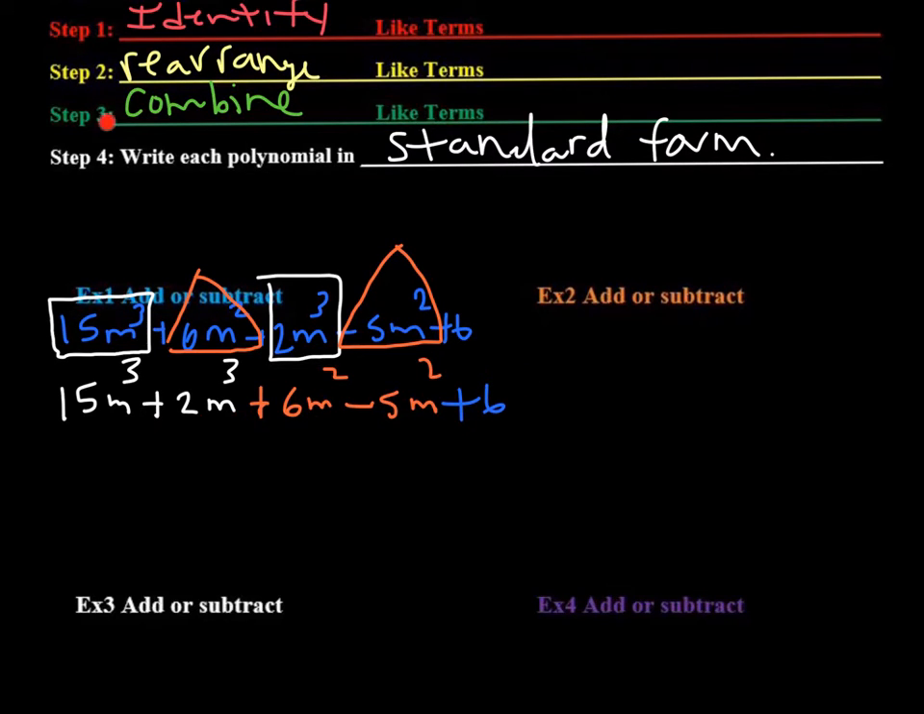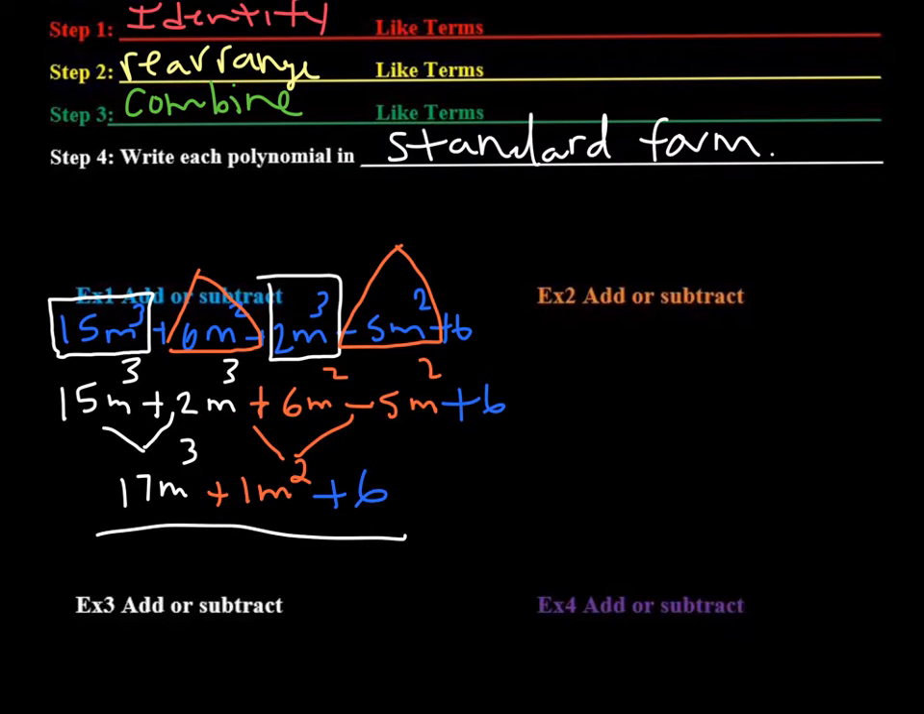Step number 3. Now we can combine the like terms. So 15m cubed, or to the third power, plus 2m to the third power will give us 17m to the third power. 6m to the second power, take away 5m to the second power will give us plus 1m to the second power. And the 6 has nothing to combine with. We are done. This is our answer in standard form.